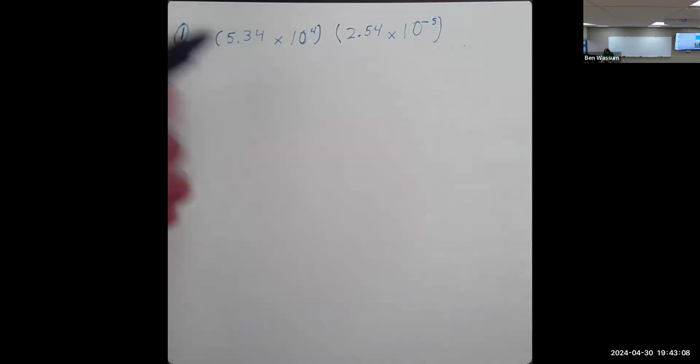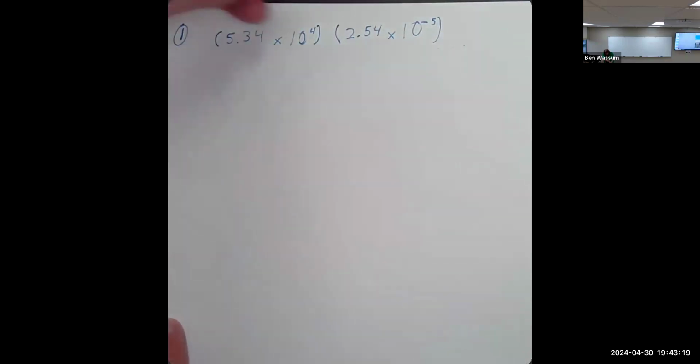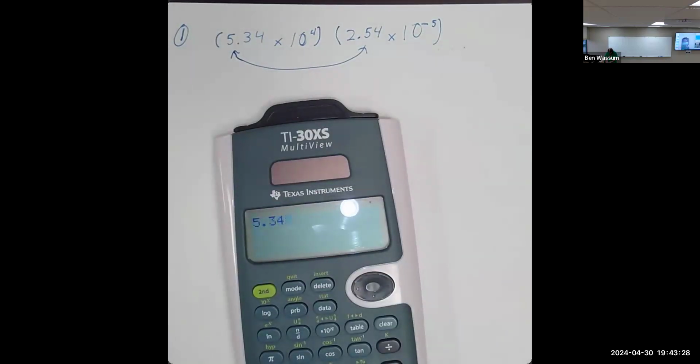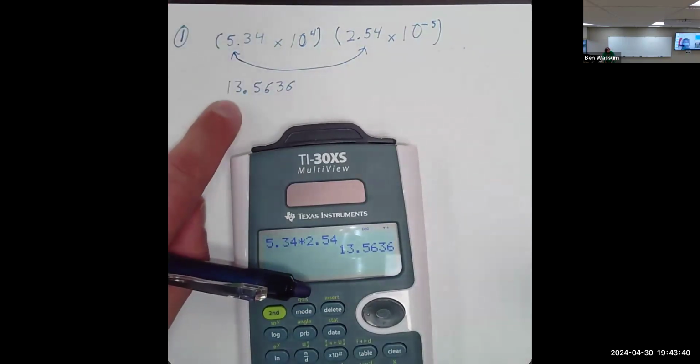All right. So, we're multiplying scientific notation. Doesn't this look fun? The answer is yes. So, all you got to do, I'm not even going to rewrite it like I had on the slides. Let's multiply those two numbers together. 5.34 times 2.54. 13.5636. That tells me I'm going to have to fix my scientific notation because I got to move that decimal, right?